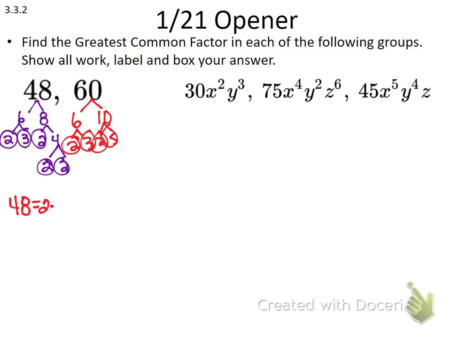Logan, what do I have for my prime numbers for 48 in order? 2 times 2 times 2 times 2 times 3. Okay. What about for 60? 2 times 2 times 3 times 5. Okay. Maddie, now what do I do from this point?